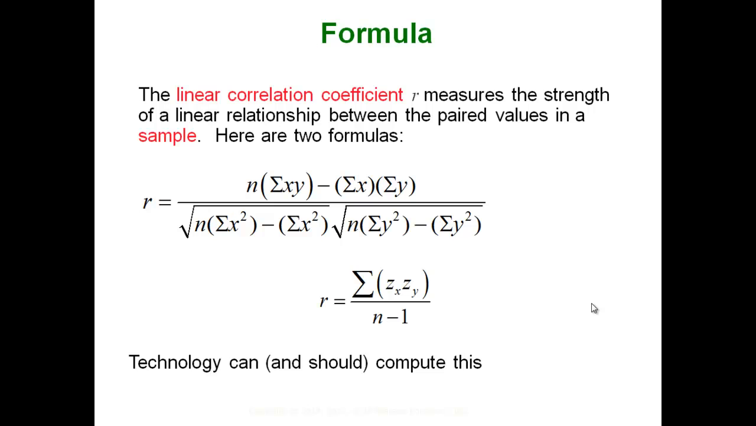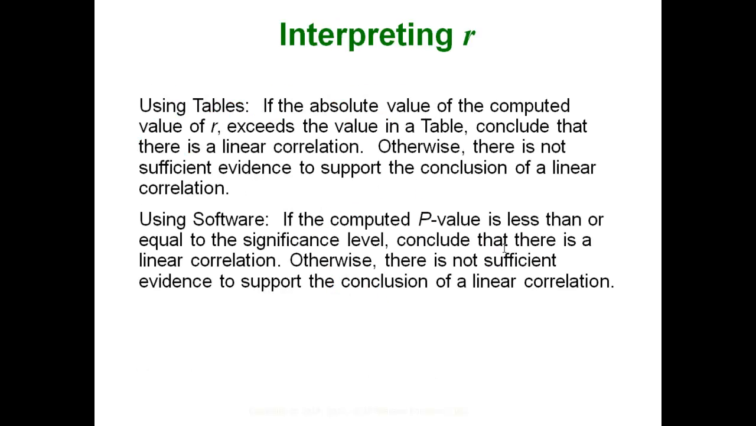Here is the actual formula if you wanted to try and compute r on your own. And it looks very complicated, but it's really not that bad, right? You're just summing up the products of x and y, summing up the x's, summing up the y's. Right? These are all simple things to do. Summing up the x squareds, summing up the y squareds. Very, very easy. But why do this by hand? Technology is going to do it for us.